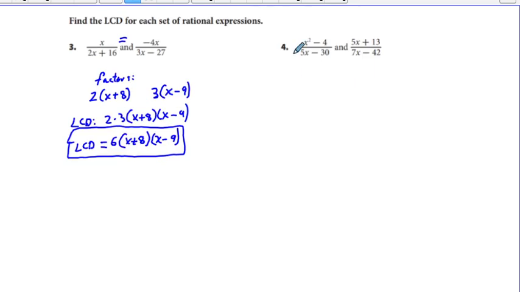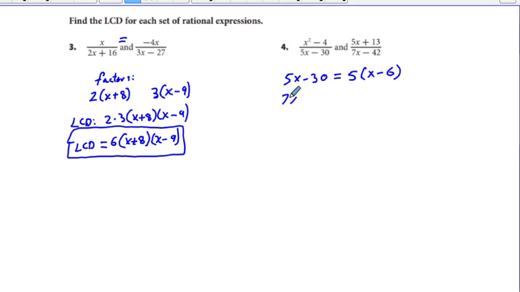We're going to take our denominators and just factor them and see what we can put together to get a common denominator out of these. So 5x minus 30 can be factored out. What's our common factor? 5. 5 times x minus 6. Okay, so that's one of our denominators.